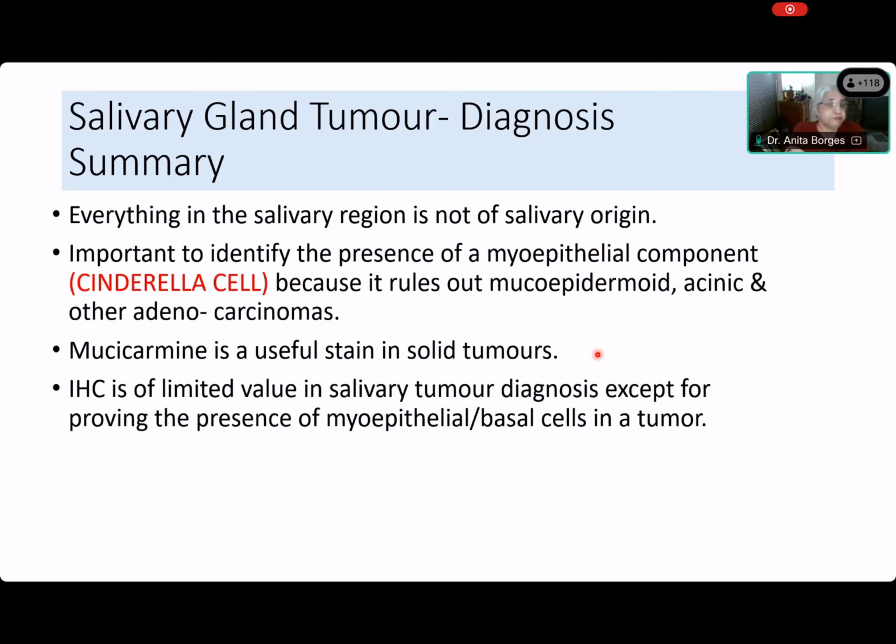So, in summary, everything in the salivary region is not of salivary gland origin. You must remember that. It's very important to identify the presence of a myoepithelial component because it rules out all of these things: mucoepidermoid, acinic, other adenocarcinomas, etc. And mucicarmine is a useful stain in solid tumors, provided you don't jump to the conclusion that anything that has mucicarmine in it must be a mucoepidermoid tumor, which I just showed you, a hyalinizing tumor that has mucicarmine. I'm going to emphasize this again. Immunohistochemistry is of limited value in salivary tumor diagnosis, except for proving the presence of myoepithelial or basal cells in a tumor. Please understand that we did not need immunohistochemistry, except in the last case where we had a pretty good idea that it was going to be a clear cell hyalinizing tumor, but we needed to prove it.